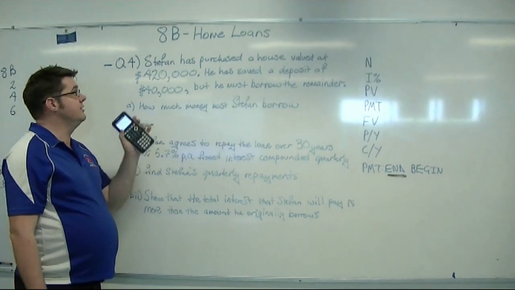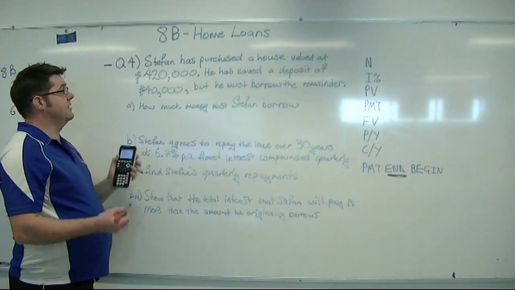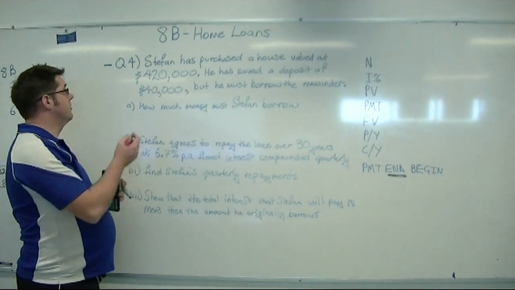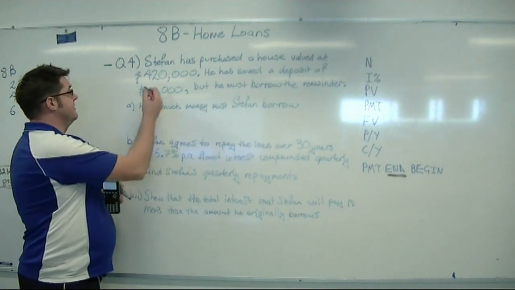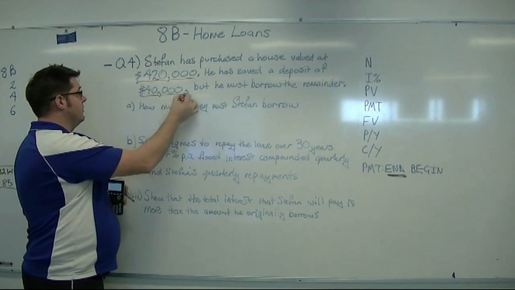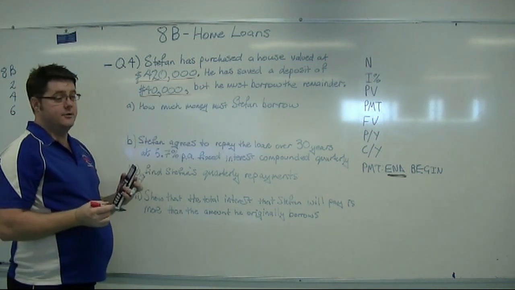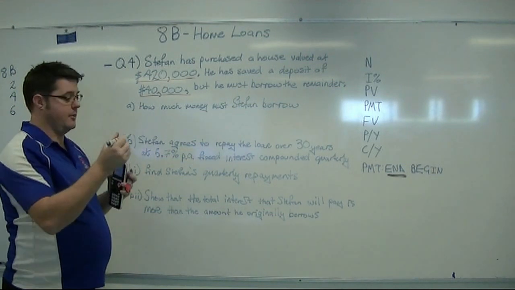Okay, so now we're going to continue our quest through chapter 8b on home loans. This time we're going to consider what's called a mortgage. So the question that's posed is, Stefan has purchased a house valued at $420,000. He has saved a deposit of $40,000, but he must borrow the remainder. First question, part A, is how much money must Stefan borrow?